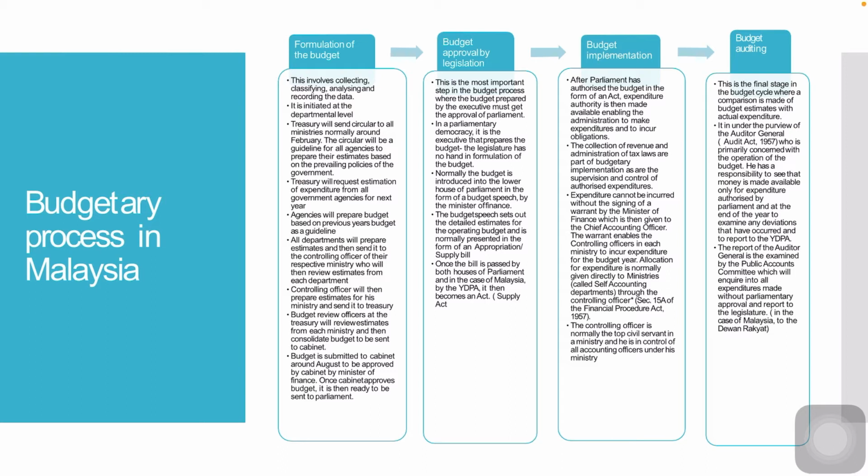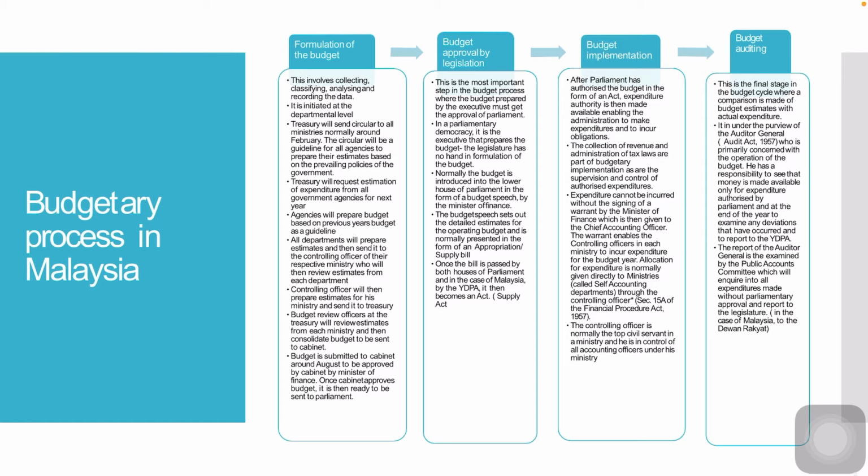Normally, the budget is introduced into the lower house of parliament in the form of a budget speech by the Minister of Finance, Menteri Keuangan lah. So the budget speech sets out the detailed estimates for the operating budget and is normally presented in the form of a supply bill. Bill, kalau you tengok dekat Dewan ni kan, dia bagi tahu kan, bill ni pasal apa, ni apa. So dia ada banyak lah. So once the bill is passed by both Houses of Parliament and in the case of Malaysia by the YDPA, then it becomes an act. Bila dah orang kata diluluskan, barulah bill tu dijadikan sebagai akta.